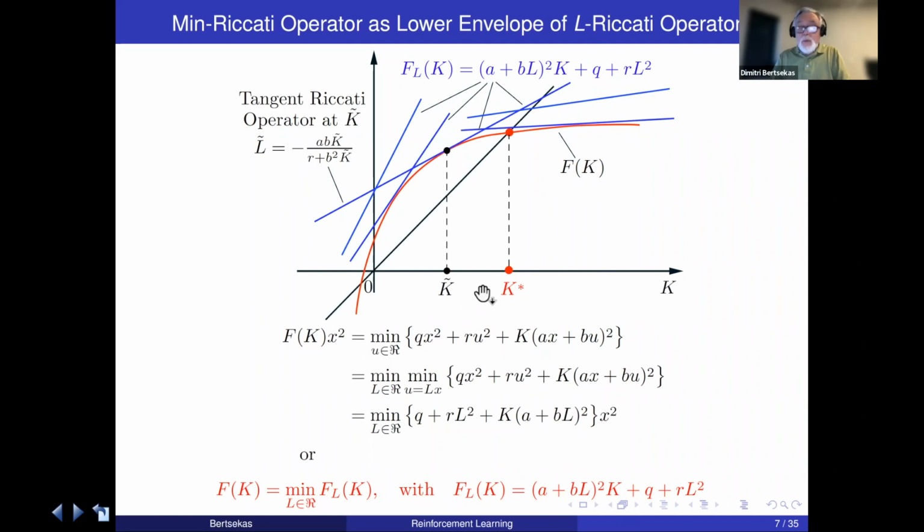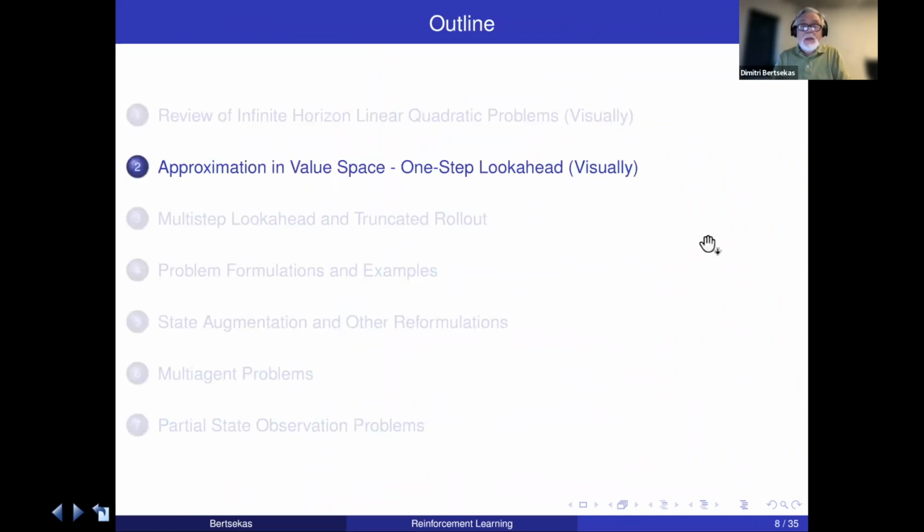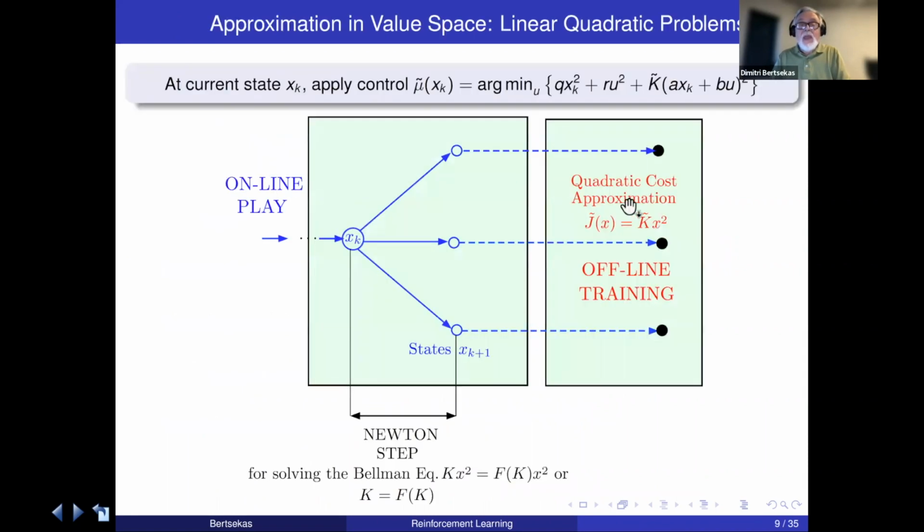So now from here, we're going to go into the interpretation in terms of Newton's method. Let's look at approximation in value space, and let's remember our basic figure. I'm showing here approximation in value space with one-step lookahead and no rollout. This is a simpler version of the AlphaZero architecture. There is online play and there's offline training. The offline training is in the form of a cost function approximation that involves a quadratic cost coefficient.